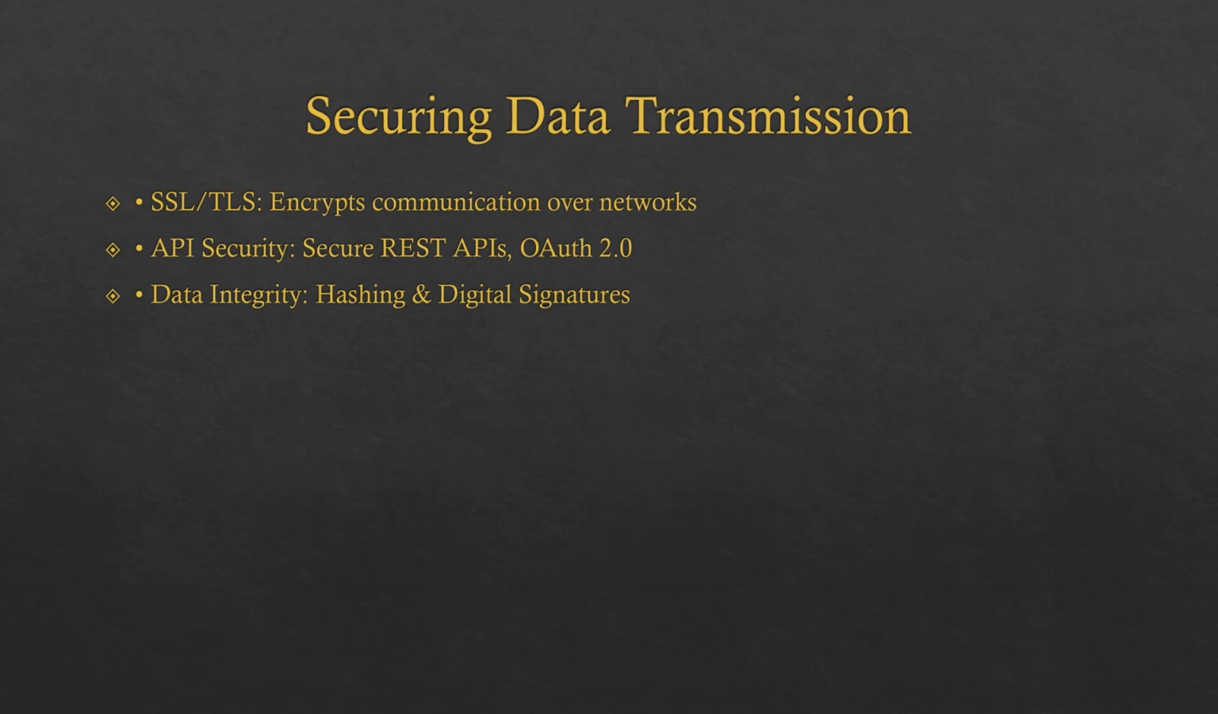To secure data transmission, we use protocols like SSL or TLS, which encrypt data exchanged between web servers and clients. This ensures the confidentiality and integrity of the data. When dealing with APIs, it's essential to secure them using protocols like OAuth 2.0 for authentication and access control. Data integrity can be maintained using hashing and digital signatures, ensuring that the data hasn't been altered during transmission.